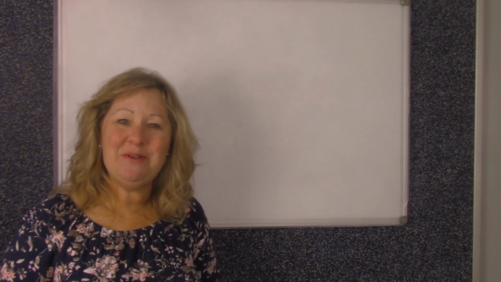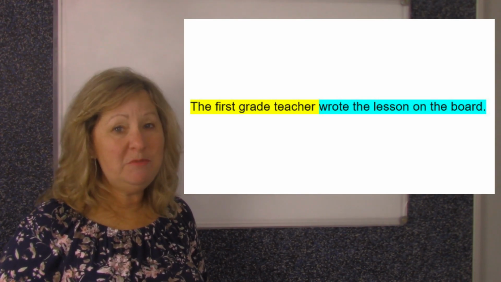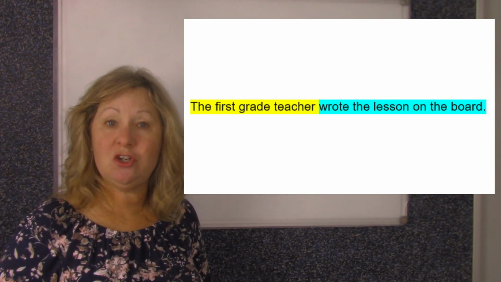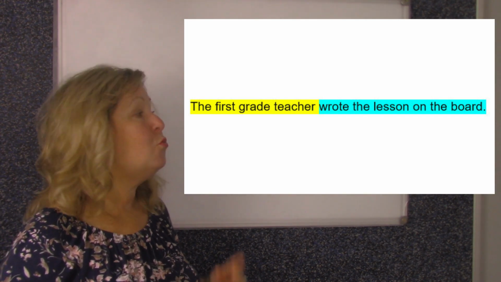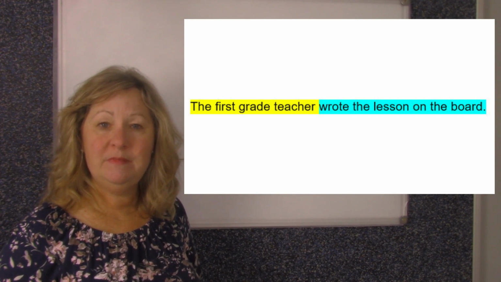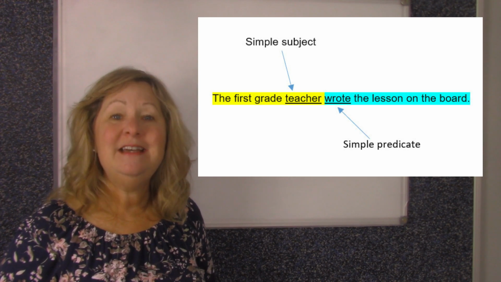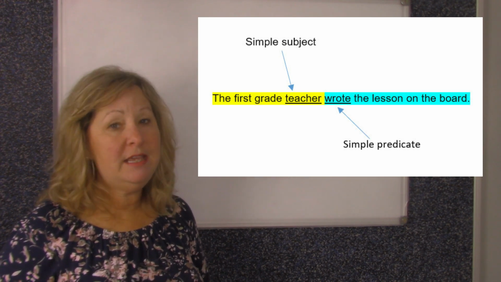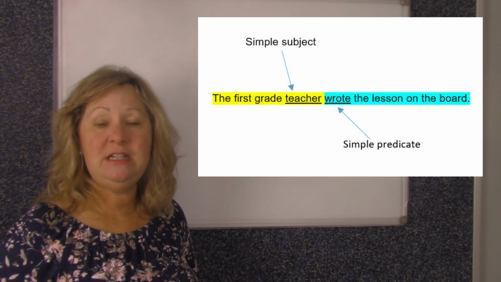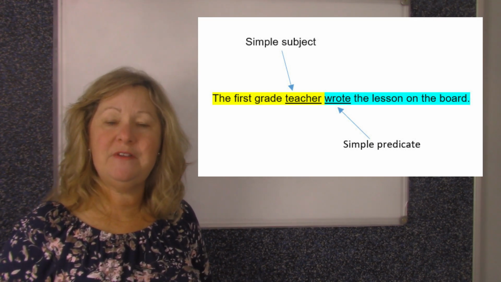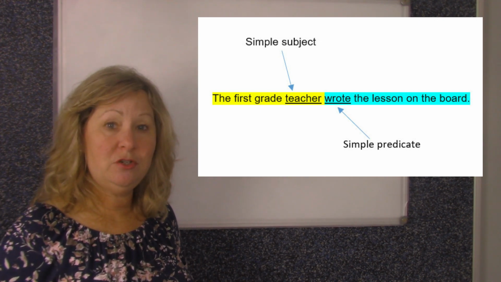Here's another example. The first grade teacher wrote the lesson on the board. The subject of the sentence is the first grade teacher. What the first grade teacher did is the predicate, wrote the lesson on the board. The simple subject of this sentence is going to be teacher. The, again, tells which one teacher, and first grade further identifies the teacher. So those are just what we call modifiers. They help the reader figure out which teacher is being referred to in the sentence.